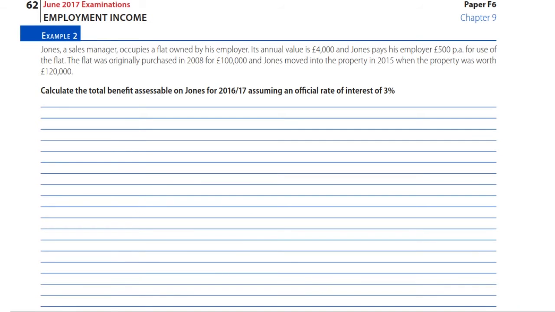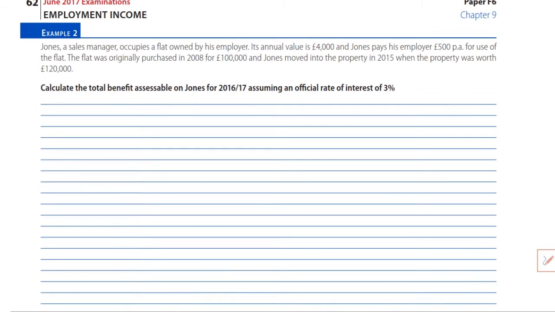Well, we finished our first lecture on employment income, dealing with the assessable benefit regarding living accommodation provided by the employer. And now, you may have chosen to look at it yourself, I don't know. But now let's have a little look at example 2 that tests out our understanding of how to compute such a benefit. Again, we're told here to assume an official rate of interest of 3%. That percentage figure will be provided on your rates and allowances page. We want, of course, the assessable benefit for 16/17.